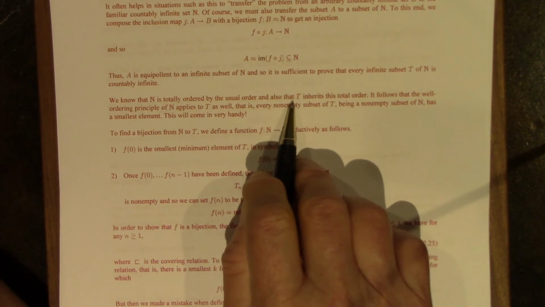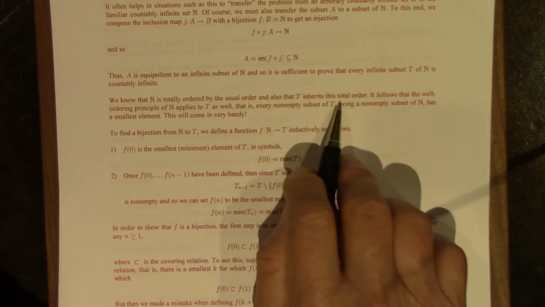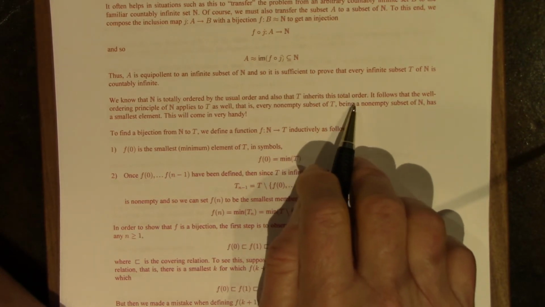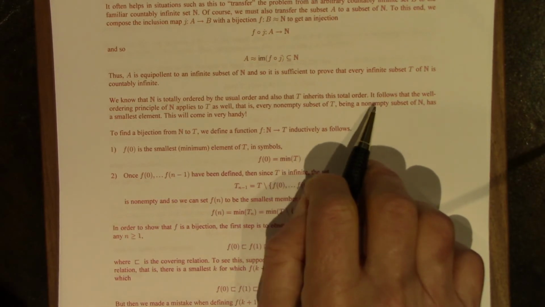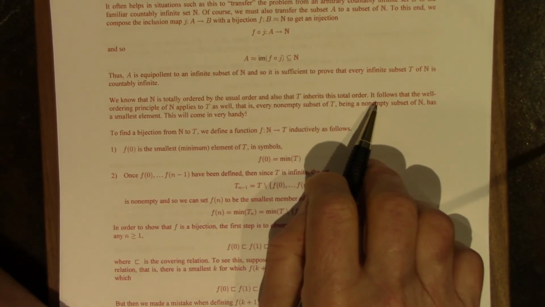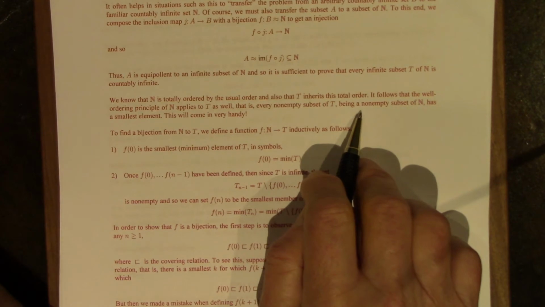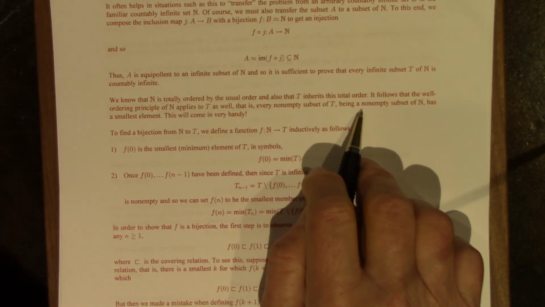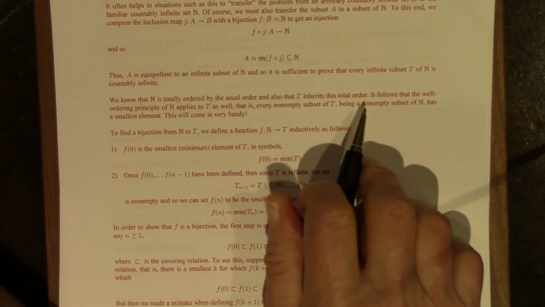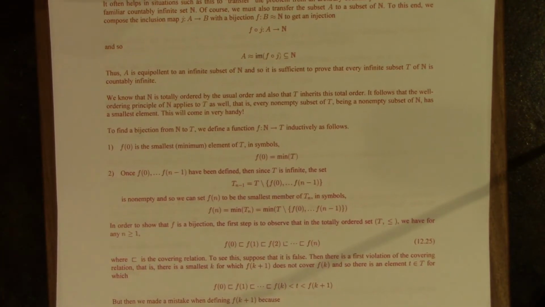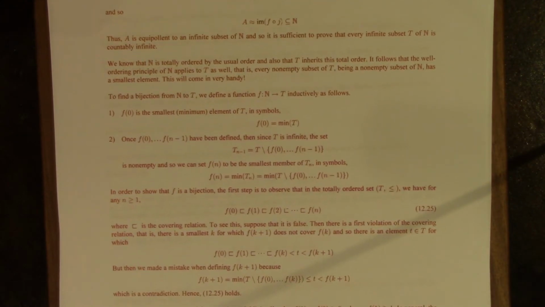And T, being a subset of N, inherits that total order. So T is also totally ordered by the usual order. That means that the well-ordering principle applies to T, because every non-empty subset of T is a non-empty subset of N, and therefore will have a smallest element. Okay? And by definition of smallest, it's unique. This is going to come in very handy.